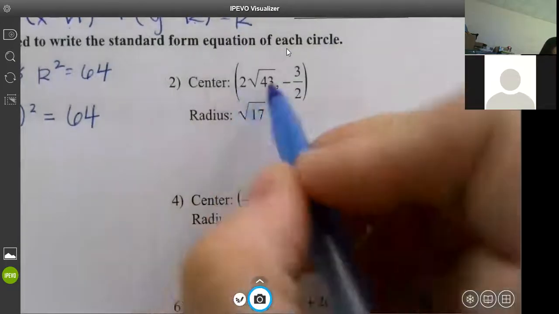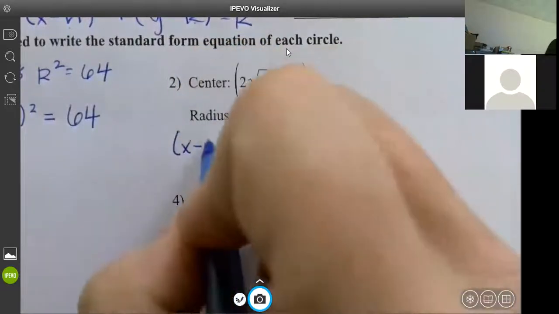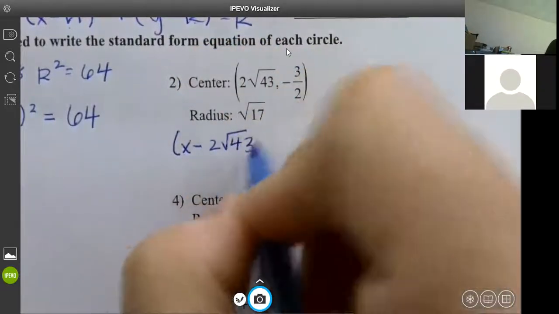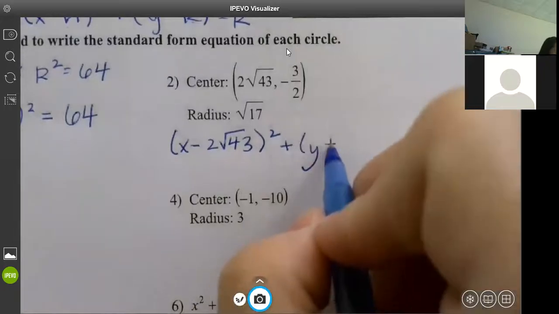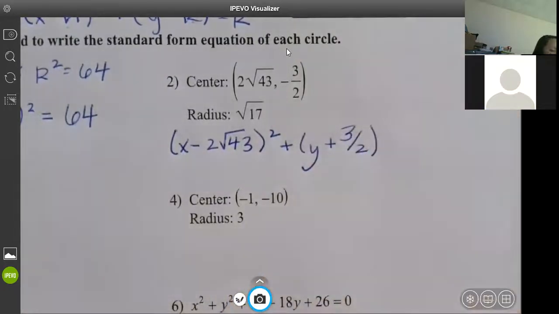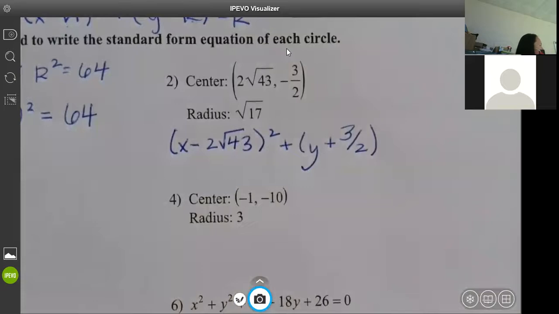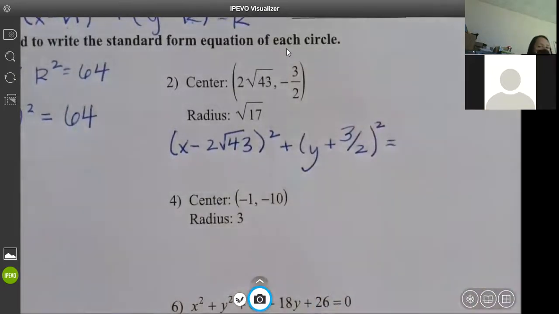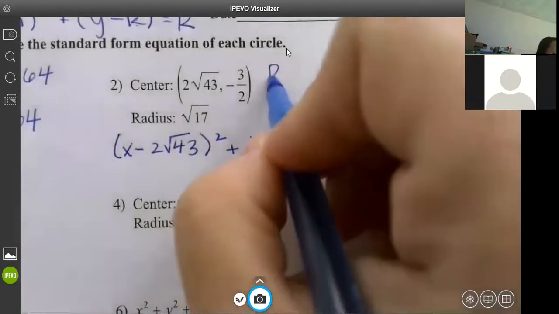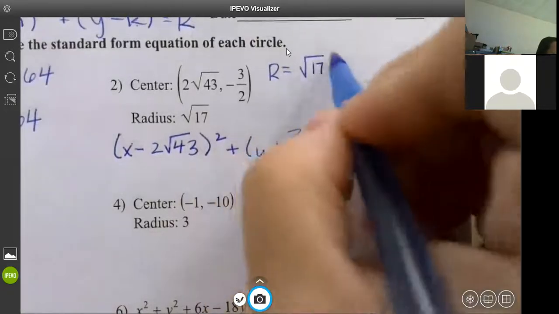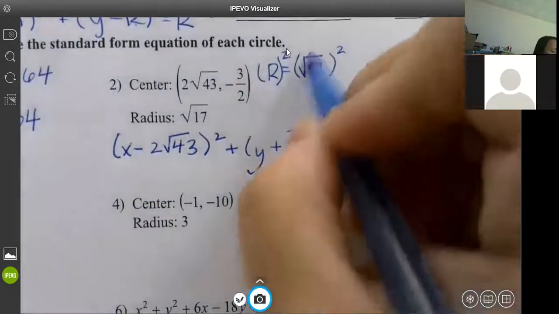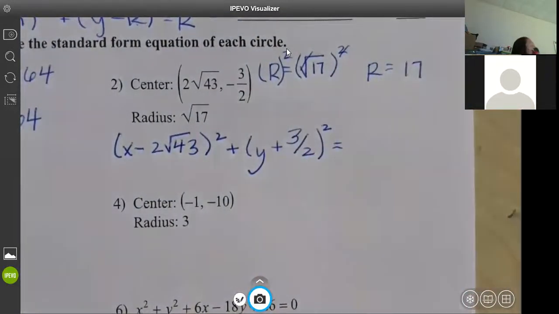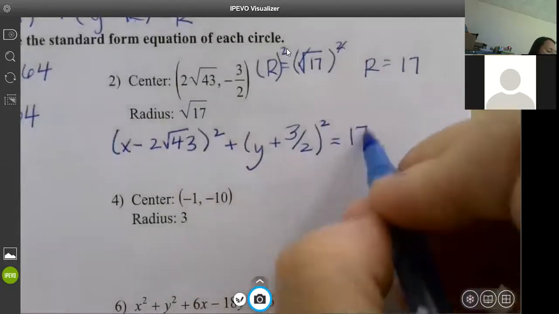So we have a center at 2√43. So that means inside we're going to have a -2√43 squared plus. We have a y and it's a -3/2, so we're going to change it to +3/2. We don't really like that fraction in there, so I'm going to show you how to fix that in a minute, and it's really easy. You've already done it before. If r is the square root of 17, r squared is just going to be 17 because a square root and a square cancels out. Okay, so just showing you how I get that.